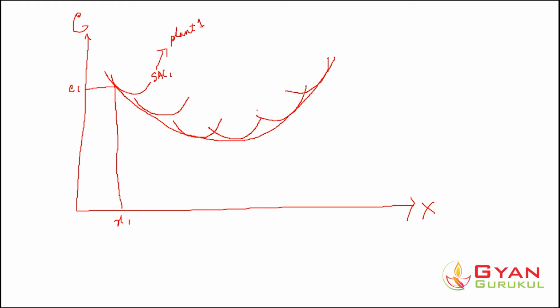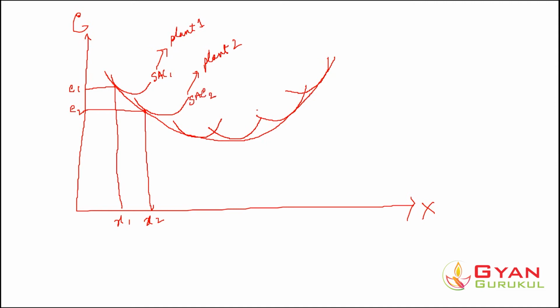Now if I have to produce this amount, say x2, in order to produce x2, if I use plant 2, how much would plant 2 cost me? Say C2. This is the average cost curve for plant 2.